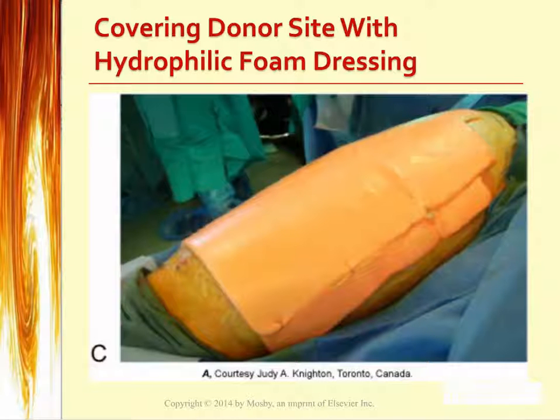The goals of donor site care are to promote rapid moist wound healing, decrease pain at the site, and prevent infection. Choices of dressings vary among burn centers and include transparent dressings such as Opsite, xenograft, silver sulfadiazine, silver impregnated dressings, calcium alginate, and hydrophilic foam dressings. Nursing care of the donor site is specific to the dressing selected.